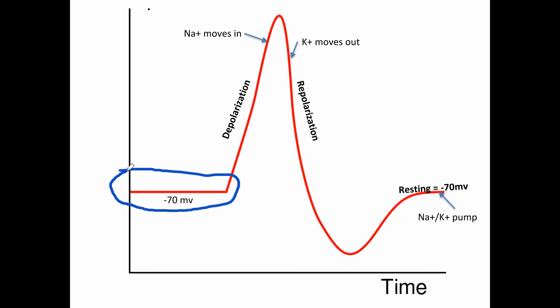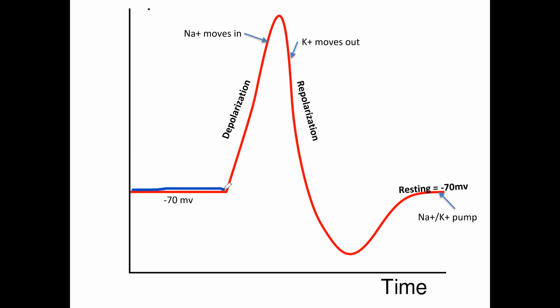So you have your resting neuron, and it's polar. It's a cell that has negative charge inside and positive charge outside. So a polar neuron has voltage, and if you measure it, it's minus 70 millivolts. So over here, that's your resting neuron.